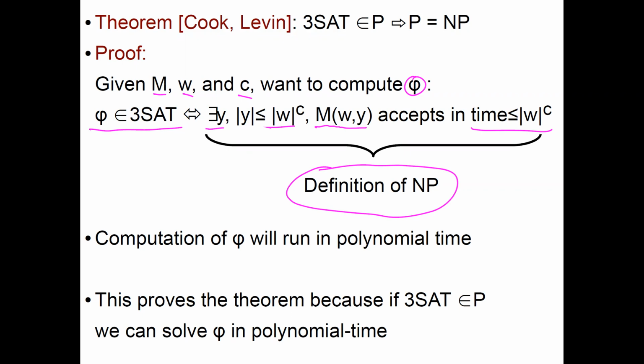The construction of phi will take polynomial time. And this is going to prove the theorem, because if 3SAT is in P, then we can decide satisfiability of phi in polynomial time.